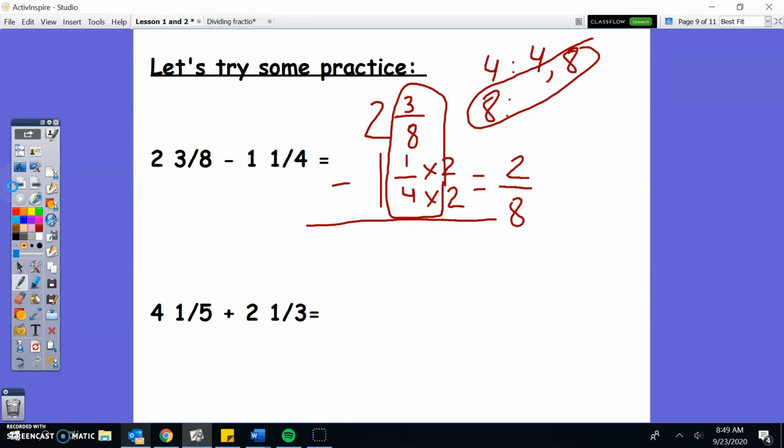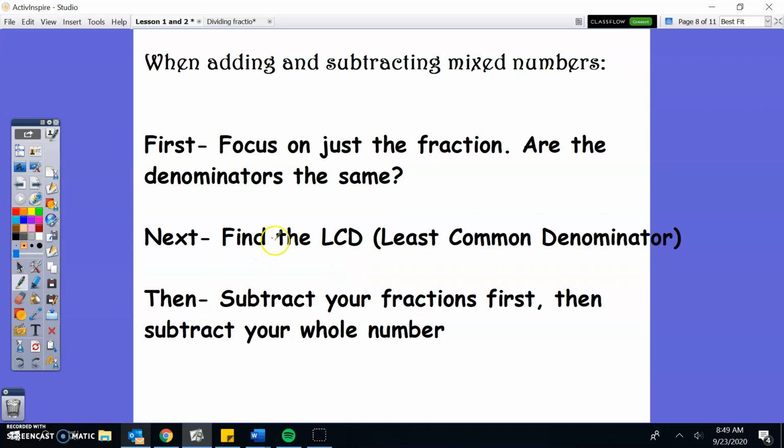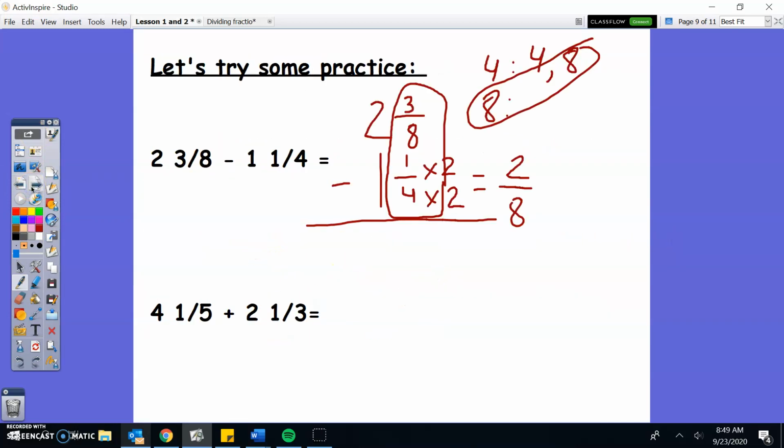So my second step, if I look back here, is to subtract my fractions first. So let's subtract 3/8 minus 2/8, which is 1/8, and then I'm going to subtract my whole number. 2 minus 1 is 1, and that is my final answer, 1 1/8. Not too bad, huh? Let's try one with addition. And you can do it with me, or you can work ahead of me and see if you get it correct.